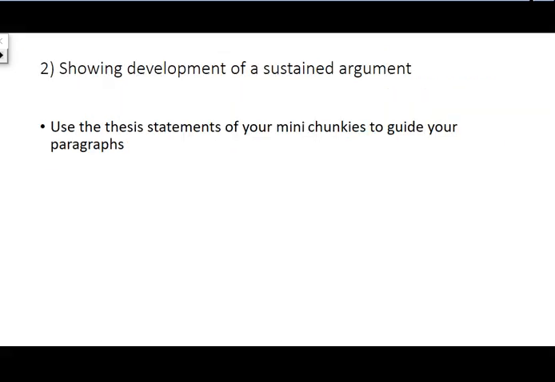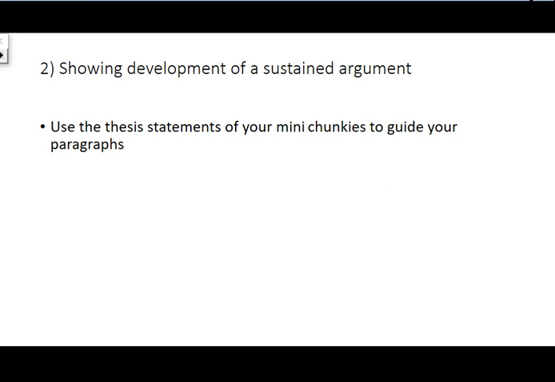So the second thing then we need to do is how do we show development of a sustained argument. So we've got hopefully a big chunky, a big topic sentence that introduces one theme for both texts. We've got our mini topic sentences, our mini chunkies that introduce a theme or that go into more detail of that theme for both texts. And what they should do is give a thesis statement.